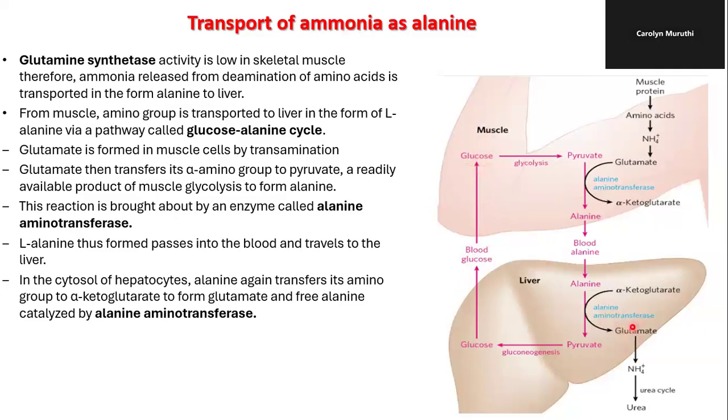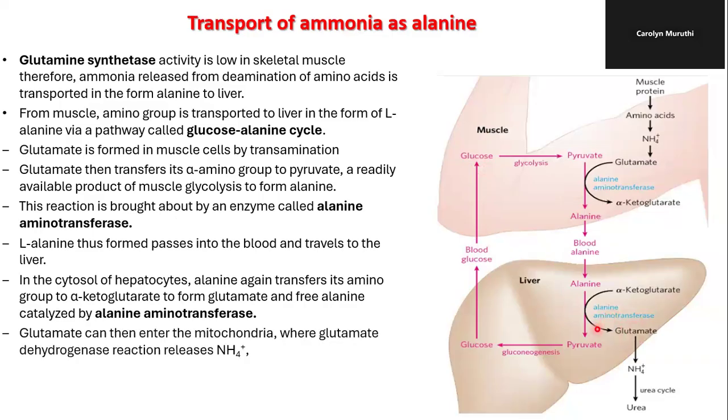So what becomes of glutamate? Glutamate can then enter the mitochondria, where we have the glutamate dehydrogenase reaction releasing ammonia, which then, through the urea cycle, is converted to urea. So what we have said is that apart from the muscles, all other tissues are able to transport ammonia as glutamine, whereas from the muscles, ammonia is transported as alanine.